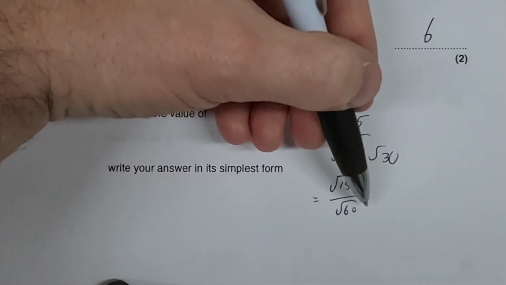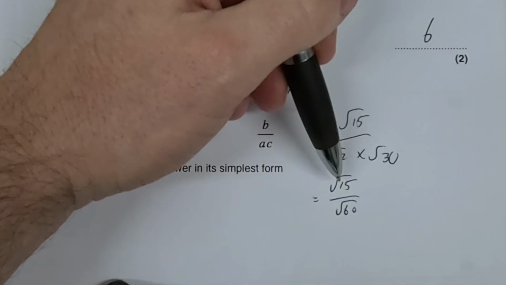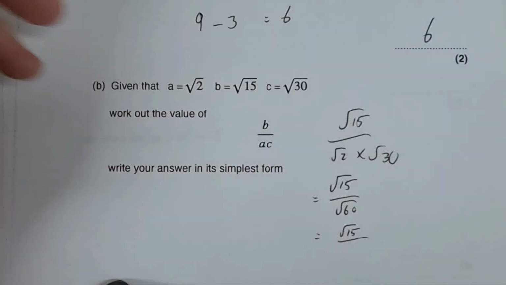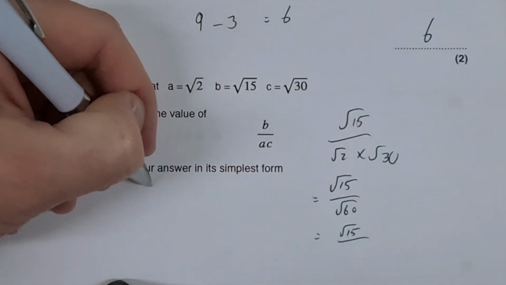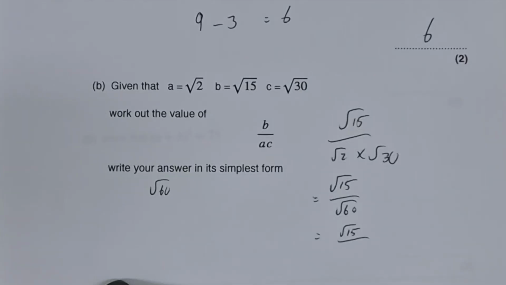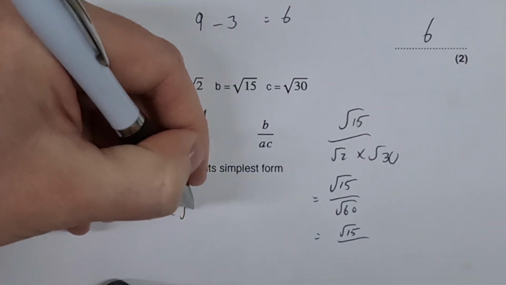So we've got root 15 over root 60. But let's try and cancel this down. So root 15, well, that doesn't actually cancel down, so let's keep the numerator as root 15. And with the denominator, we've got root 60, so let's cancel down root 60. Root 60, well, the biggest square number that's a factor of 60 would be 4, so that'd be equal to root 4 times root 15.